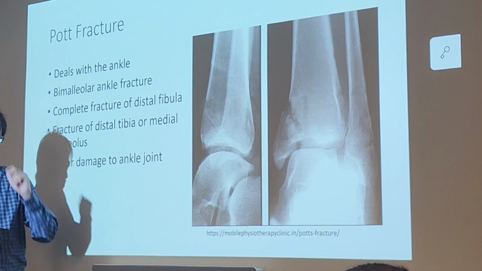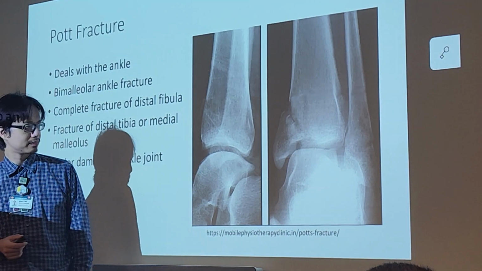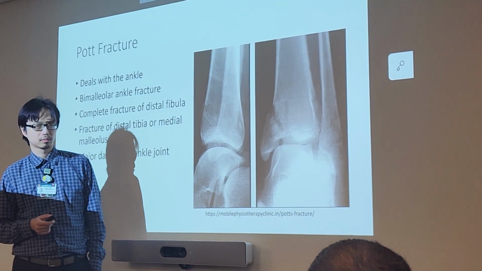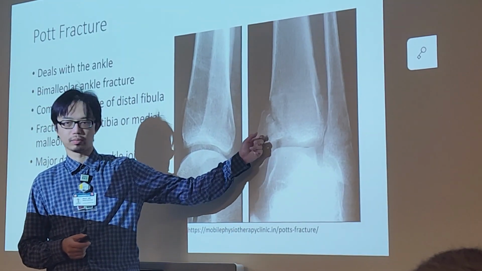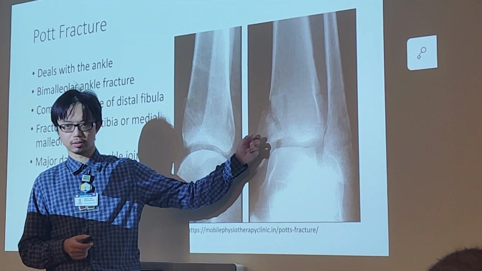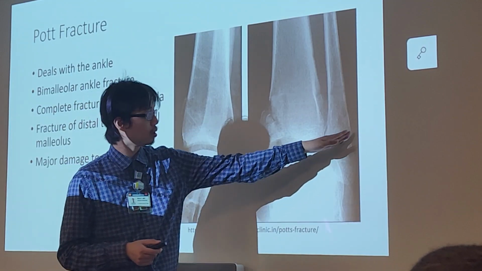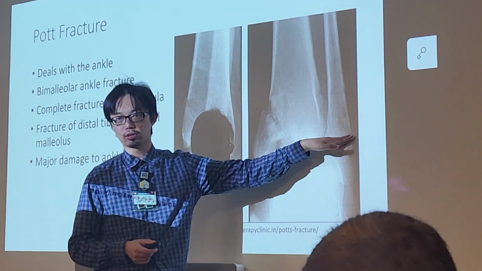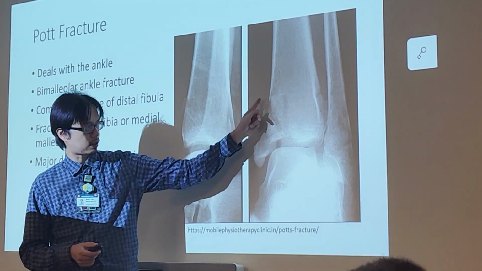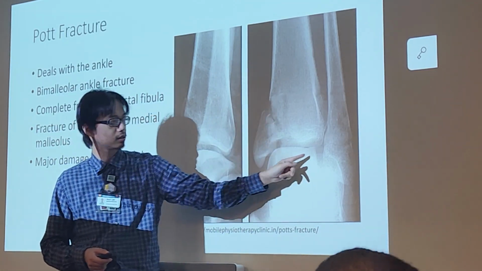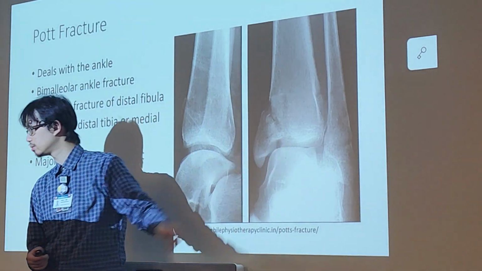Is this the only bimalleolar fracture that we're going over? The only one that we're going over, yes. So did you say medial was what and lateral was what, sir? Medial is tibia. This is the medial malleolus, so it's a fracture of the tibia. And over here we have lateral, so it's a fracture of the fibula. So here's our fracture of the medial malleolus. Here is our fracture of the lateral malleolus.